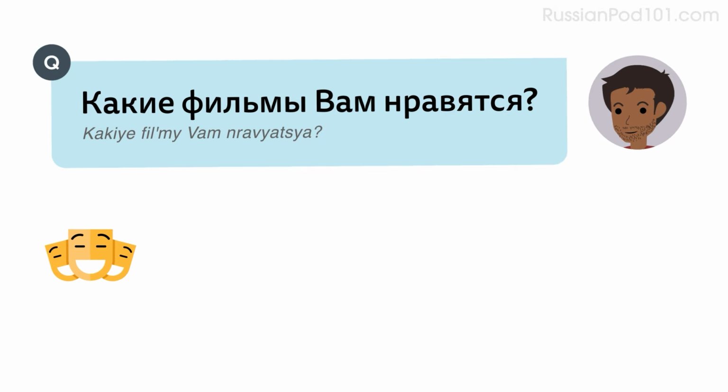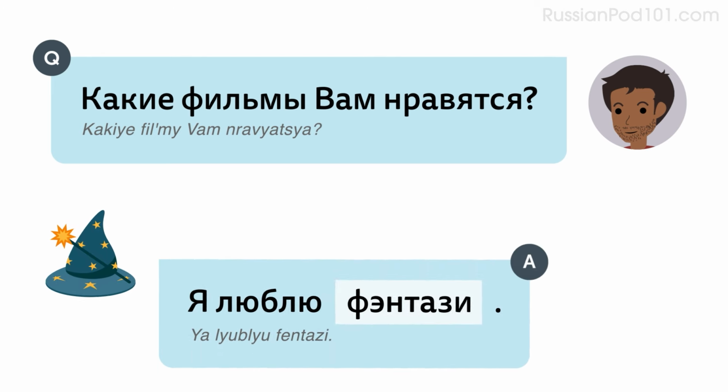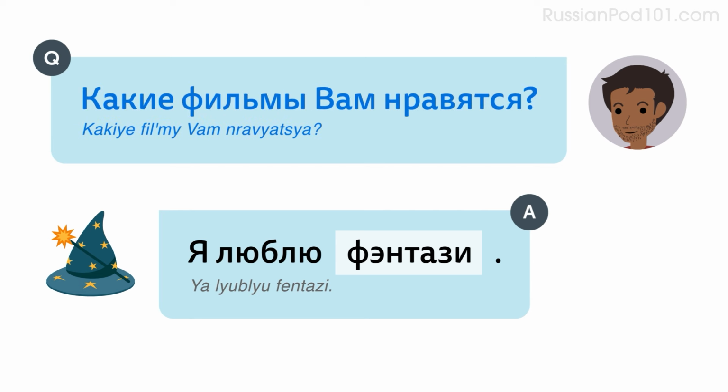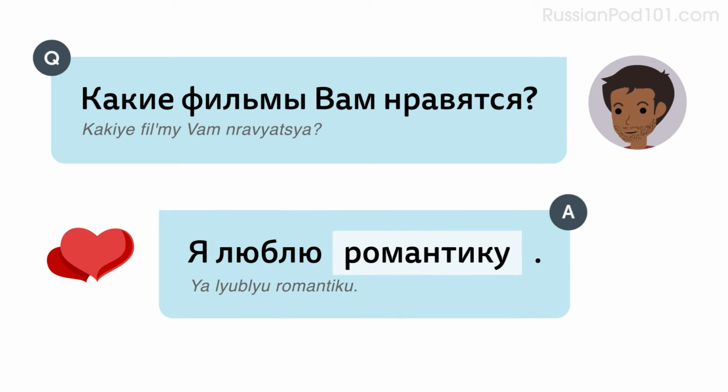Let's look at some examples. Listen and repeat or speak along with the native speakers. Какие фильмы вам нравятся? Я люблю комедии. Какие фильмы вам нравятся? Я люблю фэнтези. Какие фильмы вам нравятся? Я люблю романтику.